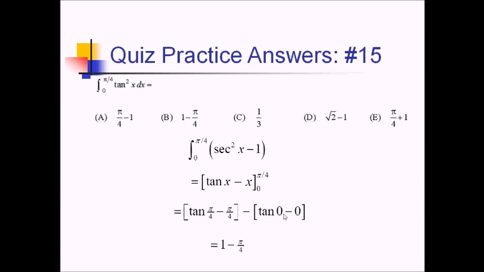And this stuff over here, well, tan of 0 is 0. So all this stuff over here just comes out to 0, leaving us with 1 minus pi over 4 as our final answer, so choice B.